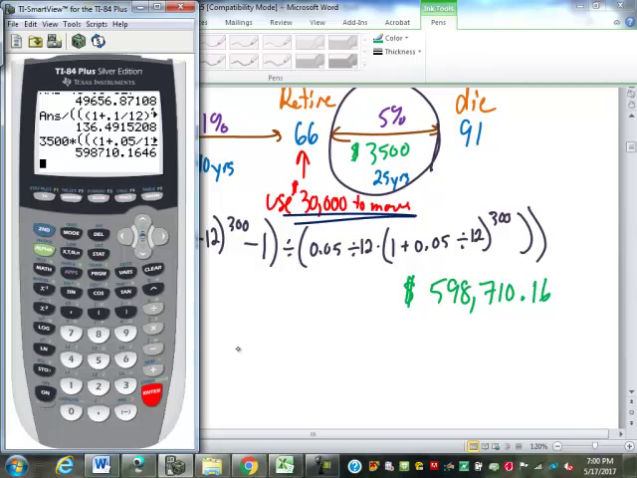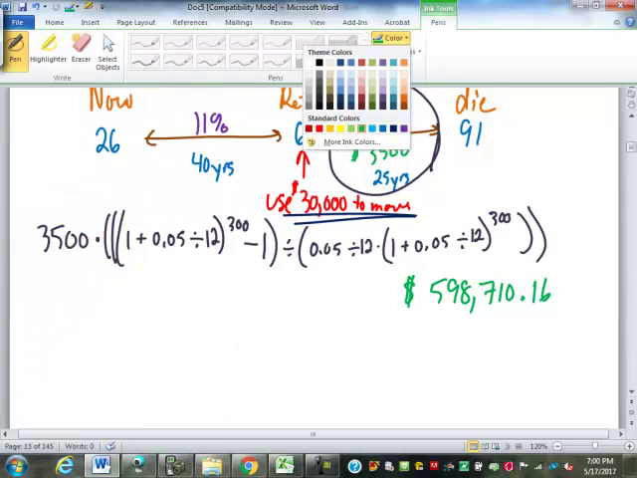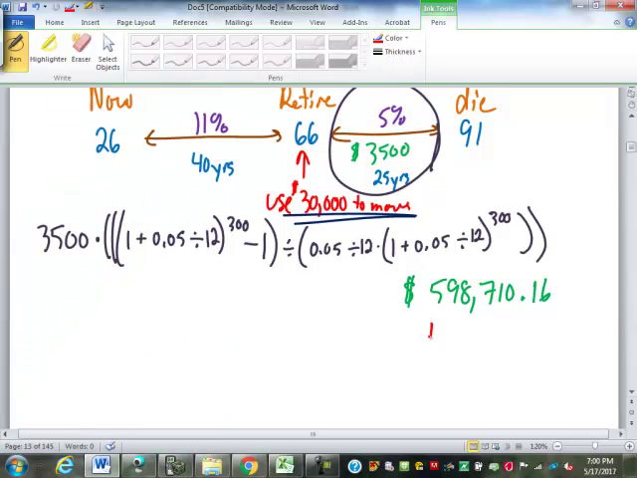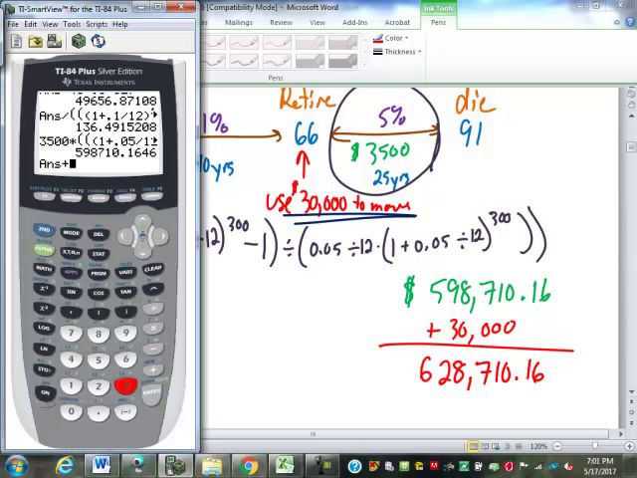So $598,710.16. Looks right. Now, that's what she needs to cover retirement, but she needs $30,000 more to cover the move. So she's going to need... I don't know why I put that extra comma in there. I'm thinking millions. You're rubbing off on me. So $628,710.16 is what's going to be needed at the end of the savings. So at 66, that's what Sammy needs to have saved up.